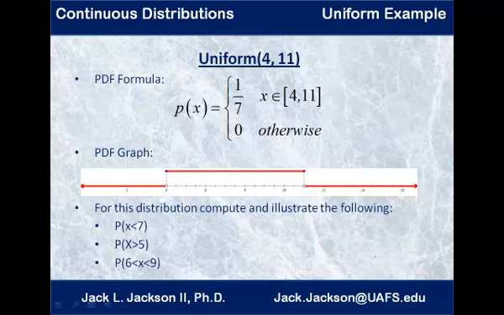Okay, well, we're back. From 4 to 11 is a length of 7. That's 11 minus 4 equals 7. So the height of the PDF, the height of our graph on the part where it's not 0, is 1/7. And so the P of x, or PDF of x, equals 1/7 for x going between 4 and 11. And it's 0 otherwise. So you can see that shaded in red there.